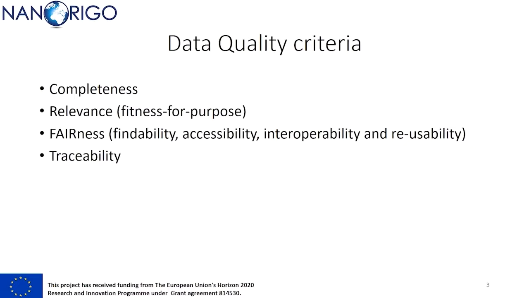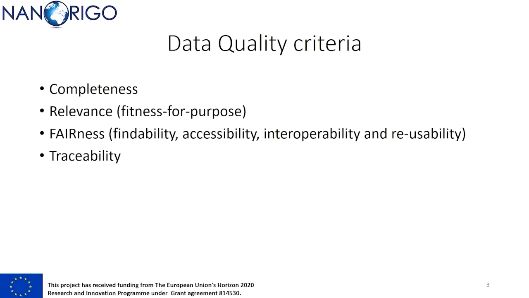Another important criterion is fairness. Maybe some of you have heard already about this. It represents findability, accessibility, interoperability, and reusability. Fairness puts specific emphasis on enhancing the ability of machines to automatically find and use data, in addition to supporting its reuse by individuals. Fairness also allows machine readability and interoperability between different databases or data repositories and enhances the value of data and studies.